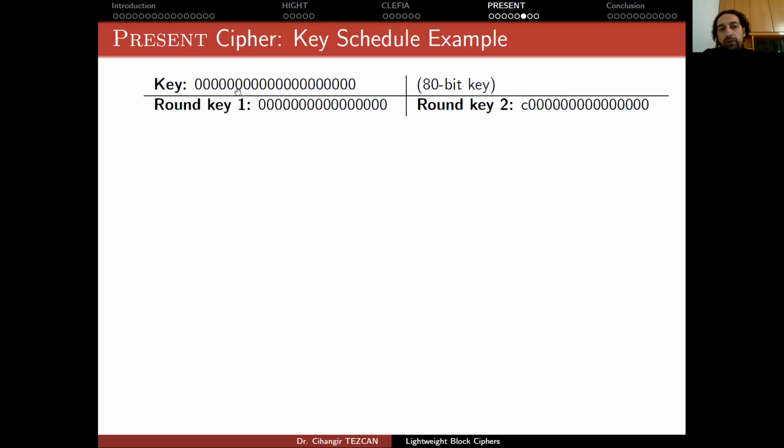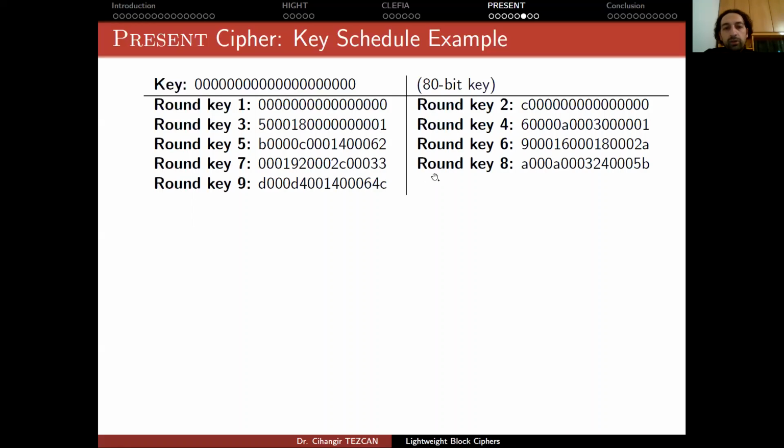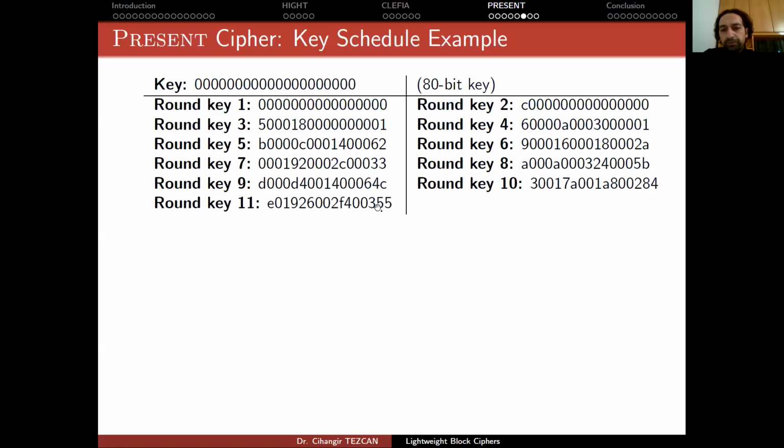Then you perform the rotation, S-box operation, round counter XOR again, and obtain this third round key, fourth, fifth, sixth, seventh, and so on. As you can see, it becomes a little bit complicated compared to the all zeros at the beginning, but still you can see a lot of zeros here. I deliberately chose all zeros to show you that the diffusion and confusion is not that good in this key schedule, and this is most of the time the case for lightweight designs.